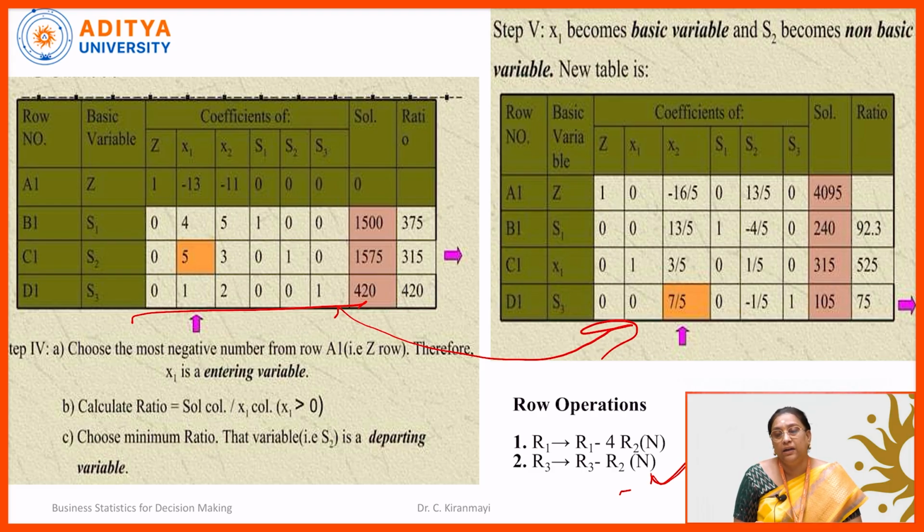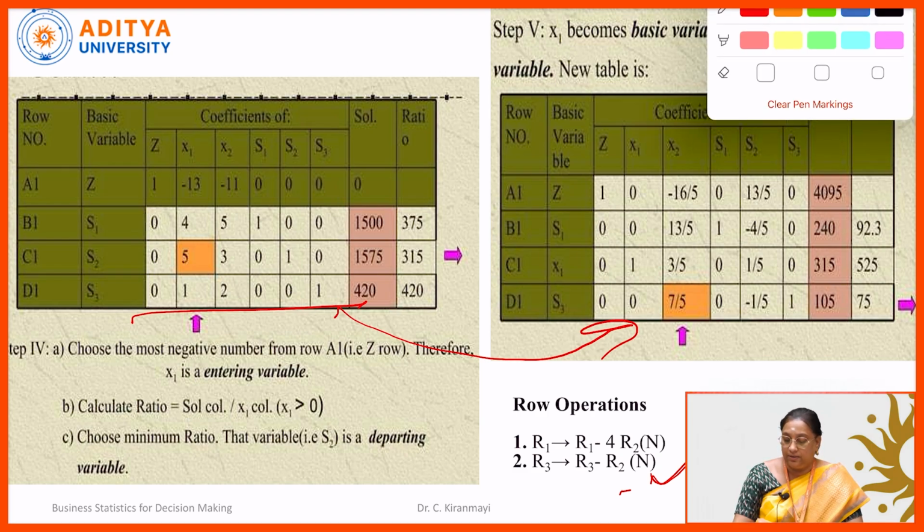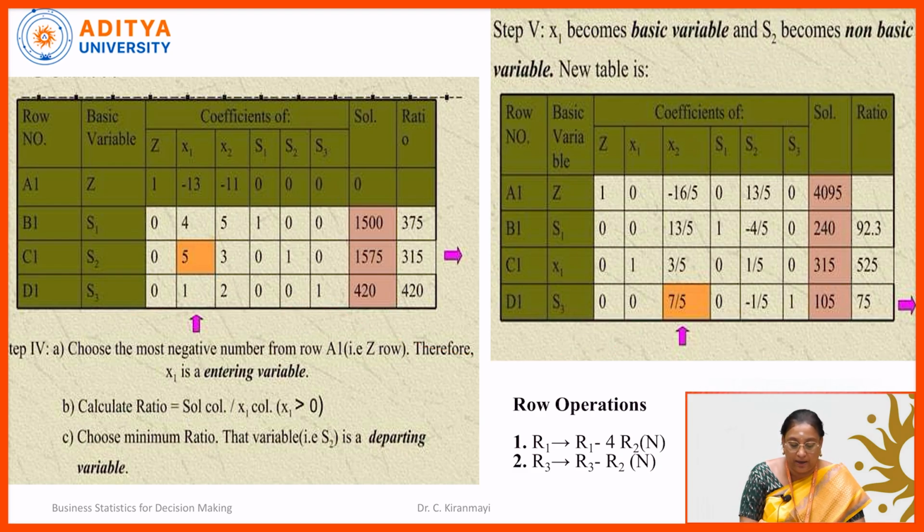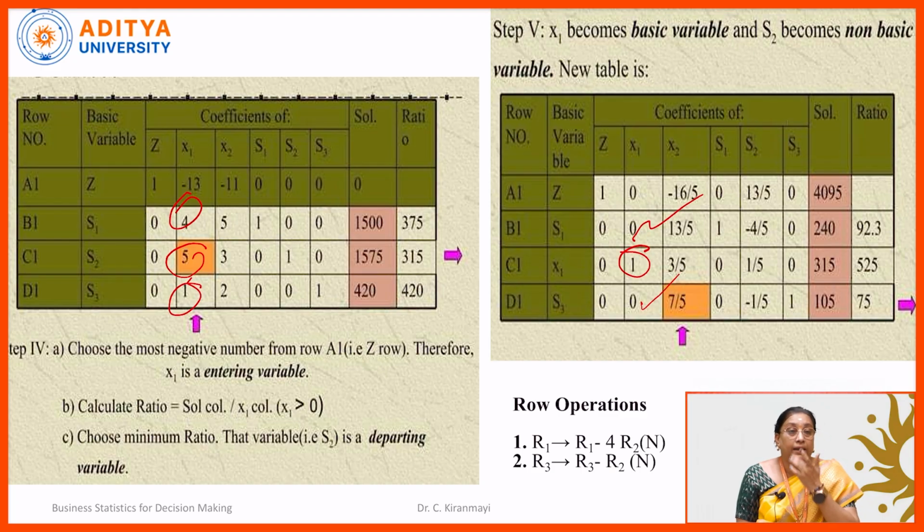After transforming all the elements like this, after making the key element 1 and the other elements zeros, the next step is to perform the net evaluations. How can we perform these net evaluations?